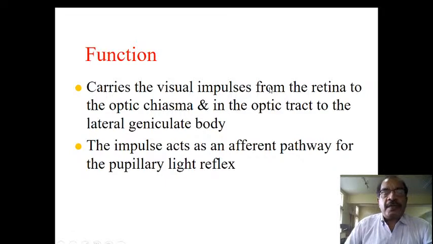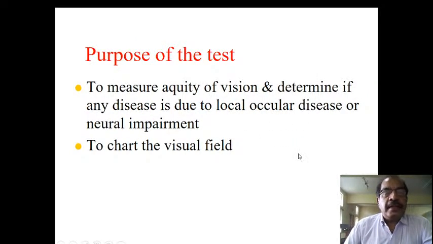Whatever impulses come from the retina reach the occipital cortex through the optic chiasma, optic tract, and the lateral geniculate body. And it also participates in the pupillary light reflex. So basically why we do it: we want to see whether the vision is normal or not, and if the vision is normal, we have to see whether the field of vision is normal or not, or the color vision is normal or not. All these things we have to see just to see whether the second cranial nerve is normal or not.